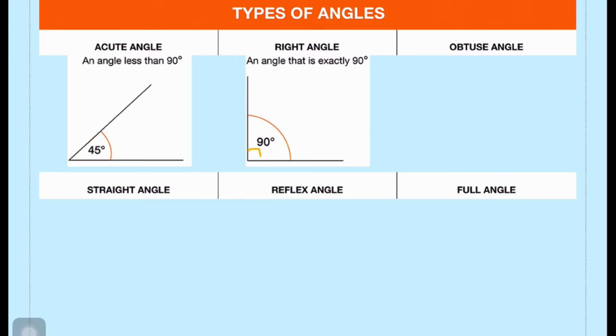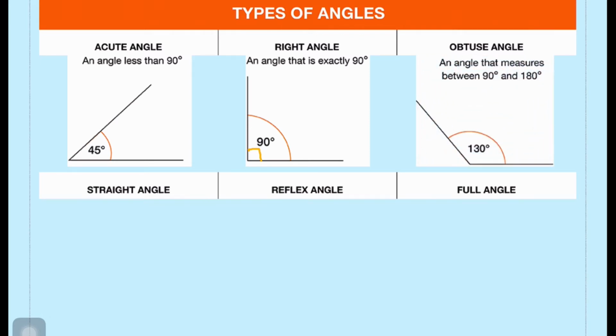Up next, we have the obtuse angle, an angle that measures between 90 degrees and 180 degrees. One of the examples here is 130 degrees. It's in between 90 and 180. Now, up next is the straight angle, an angle that is exactly 180 degrees. Look at the measurement, exactly 180.